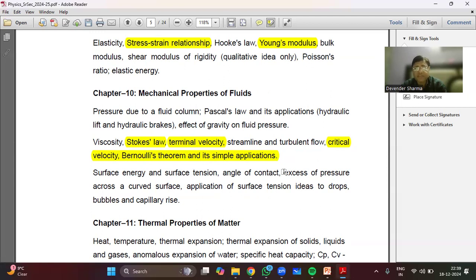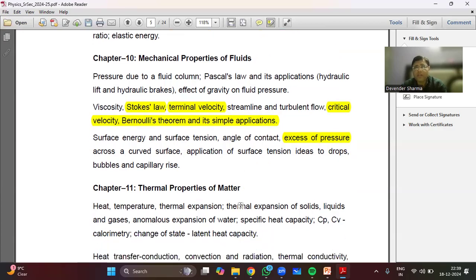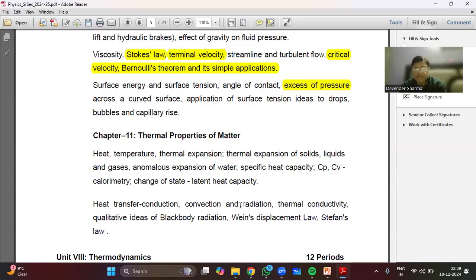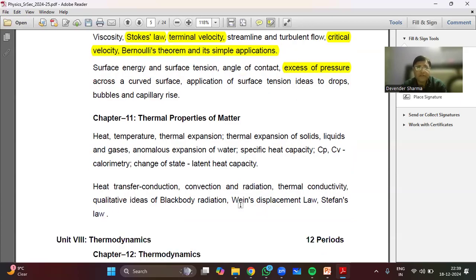For the surface tension part, I'll just tell you to do excess pressure: excess pressure in a soap bubble as well as excess pressure in a normal liquid drop. So I'll suggest you only go for that one.